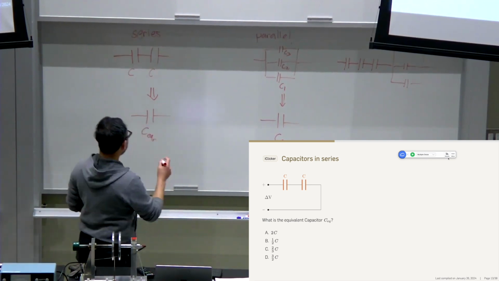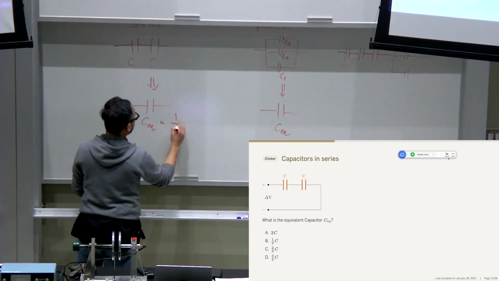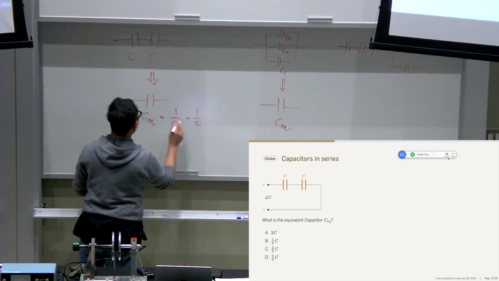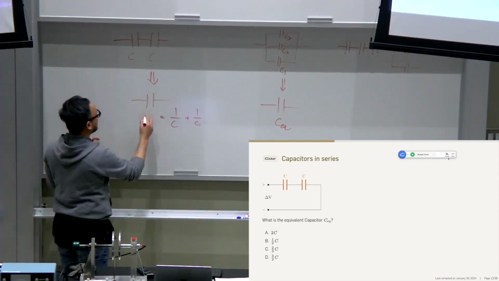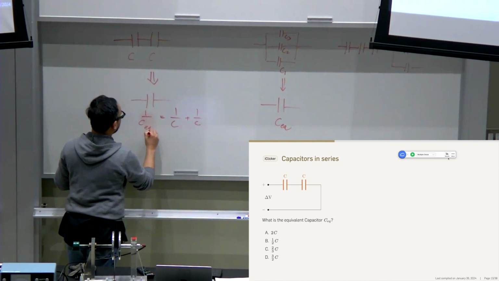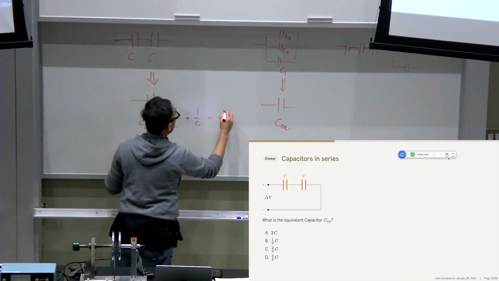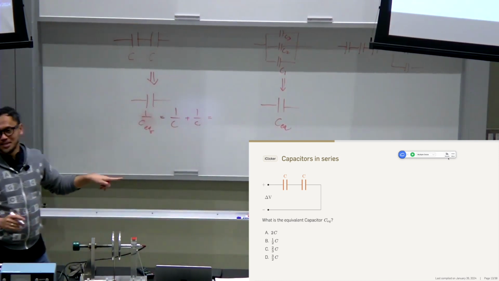Basically 1 over C equivalent is equal to 1 over C plus 1 over C. But you have to remember to flip it, to take the inverse of the C equivalent. So this is equal to what? What is this?